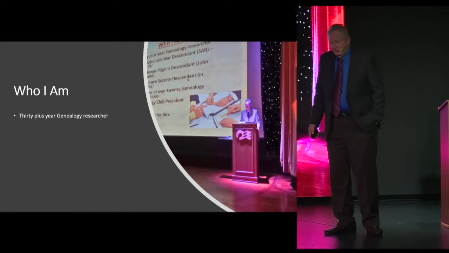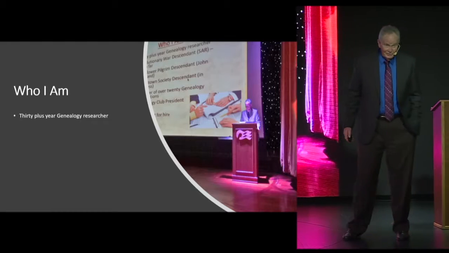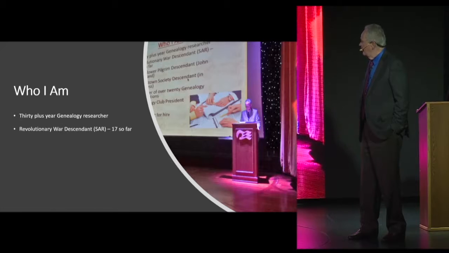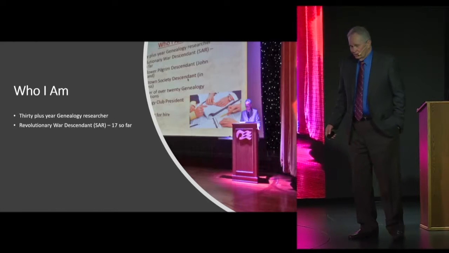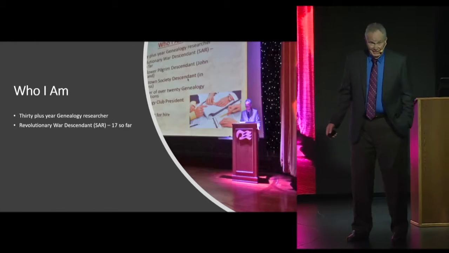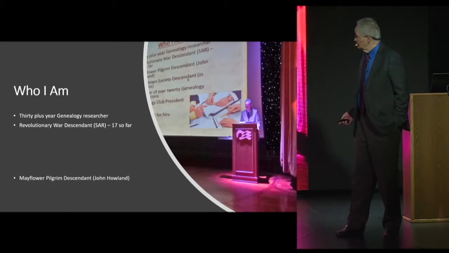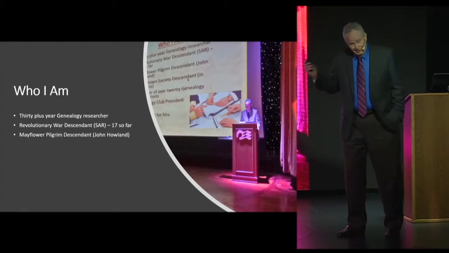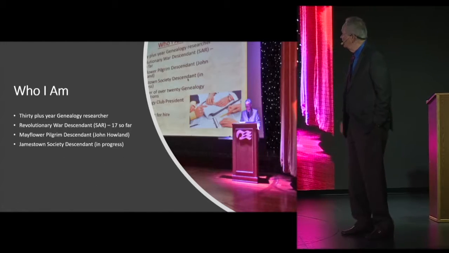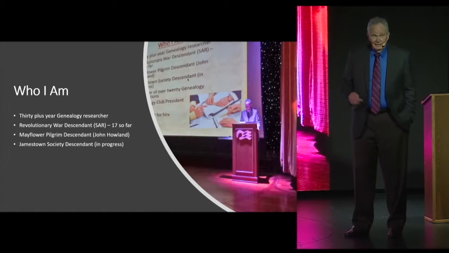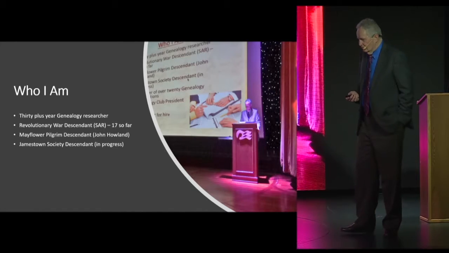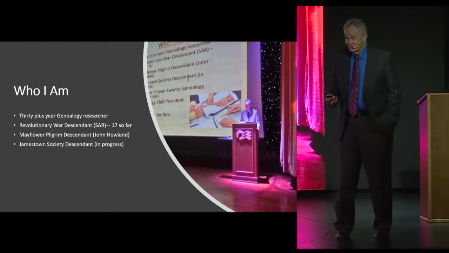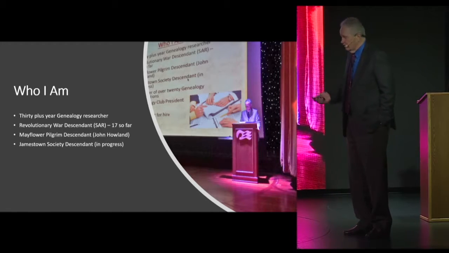As Jenna said, I'm a 30-year plus genealogy researcher. Probably longer than that, isn't it? But been doing it a long time. I have Revolutionary War ancestors. I have 17 of them that I've found so far. I am also a Mayflower descendant, which is a big deal. Jamestown Society, which I found to be a little harder to get certified because Jamestown actually started before Plymouth Rock. It started in 1607.